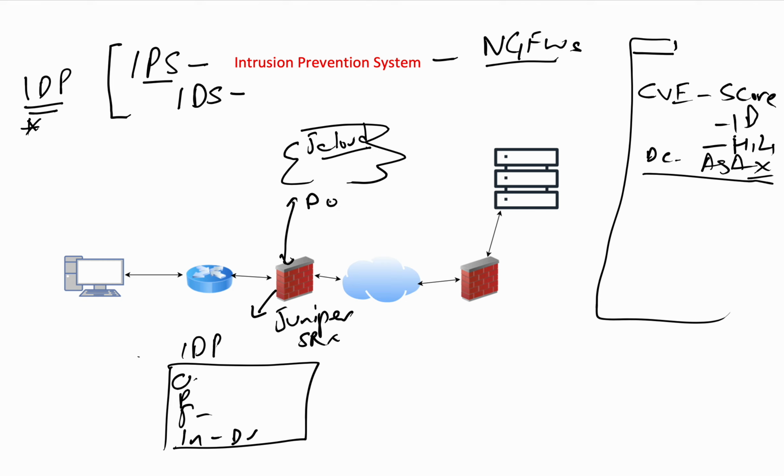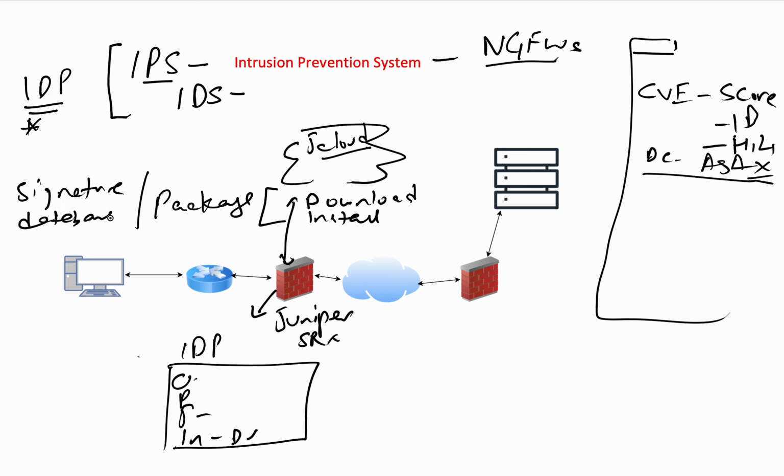So first download, then install. What will it install? It will install the package. What is the package? The package is a signature database. So download, install. Once it is installed, you can create an IPS policy, IDP policy actually. In Juniper we call it IDP. Map it to ACL. That's it.